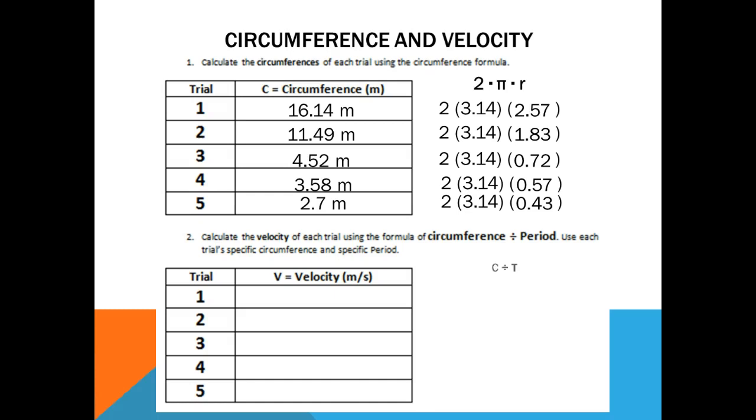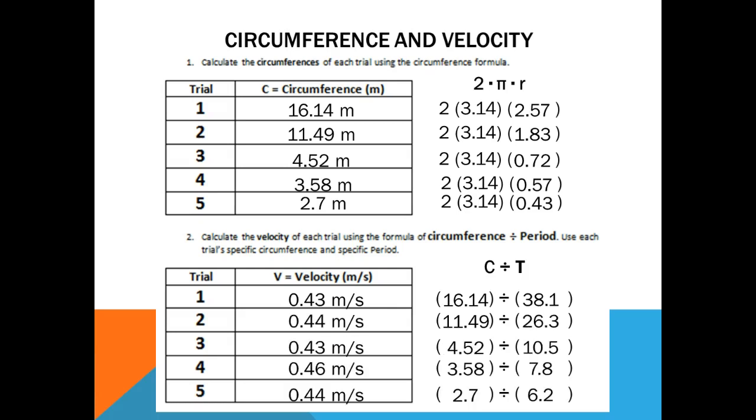To calculate the velocity, we're going to take circumference divided by period. We want to know the distance divided by the amount of time, meters per second. So I'm going to take 16.14, so the circumference, so whatever circumference you got for trial 1, divided by the time you got for trial 1. Same thing, take the circumference, the path or the distance of the path that car followed, divided by the time it took to follow that path.